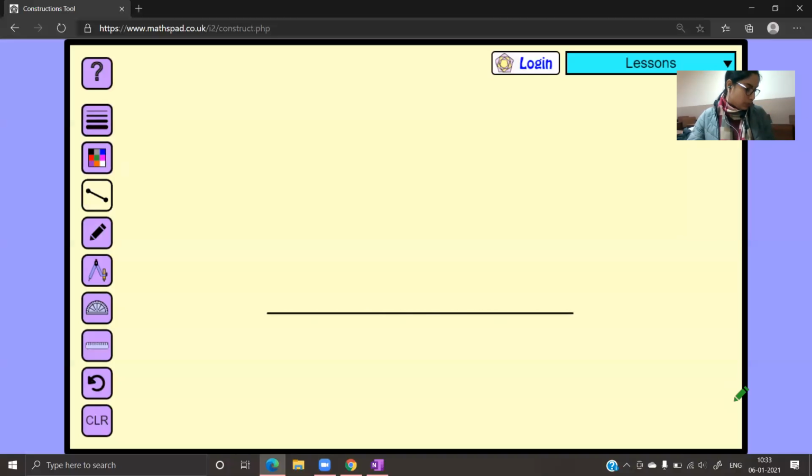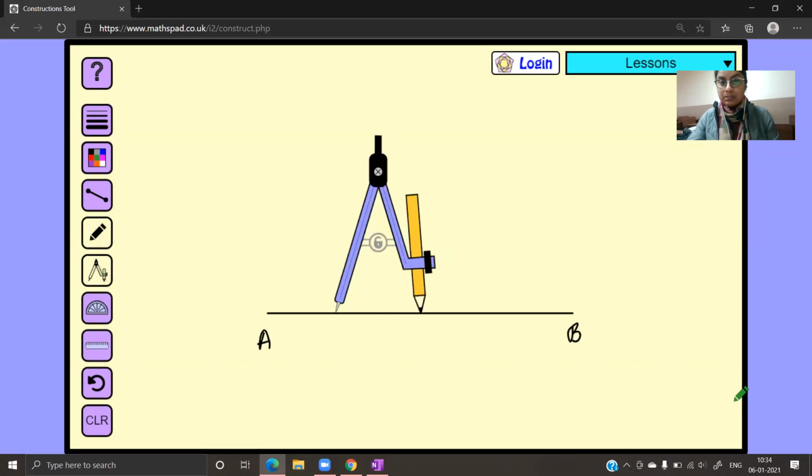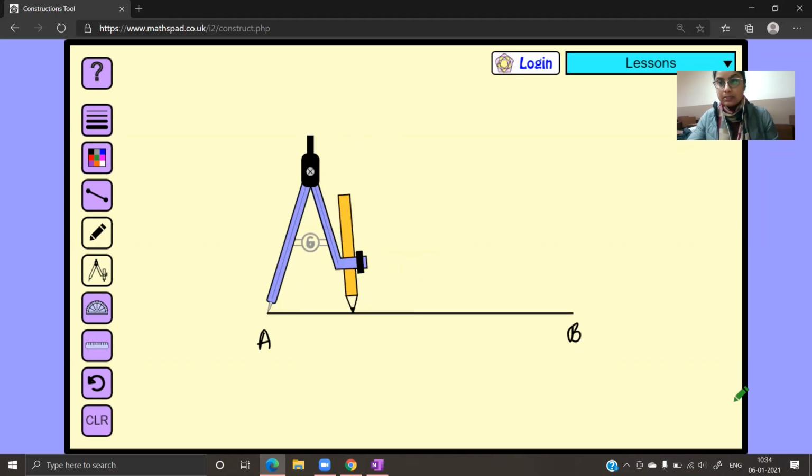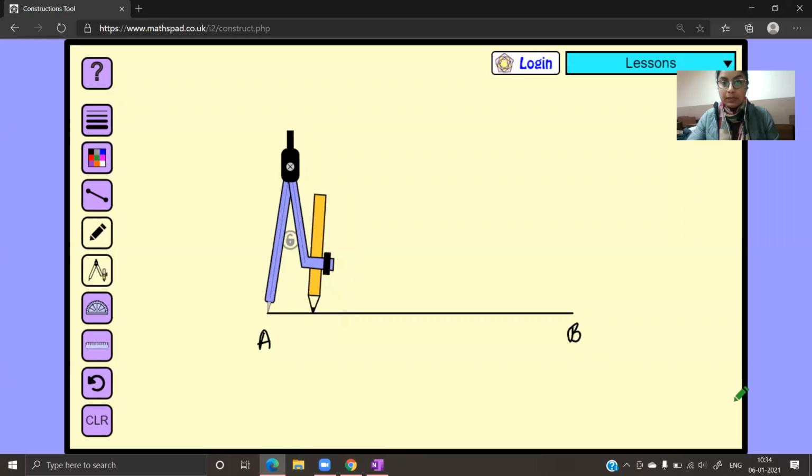So again, you have to start with a ray or a line segment. And in question number 3, it's not indicated. So I'm starting with a line segment here. Let's name the line segment as AB. I will be constructing the angle at point A. Start with the compass. A will be the vertex. This will be the center. Choose a suitable radius. Do not change it while you complete your construction.